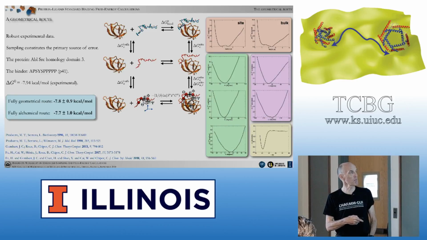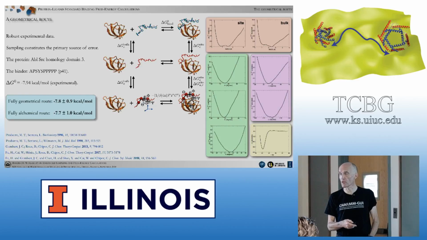So, minus 7.7, minus 7.8, an error bar on the order of 1.5 kT, experimental value minus 7.5. With experiments.